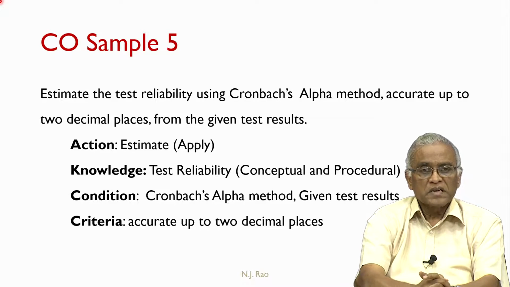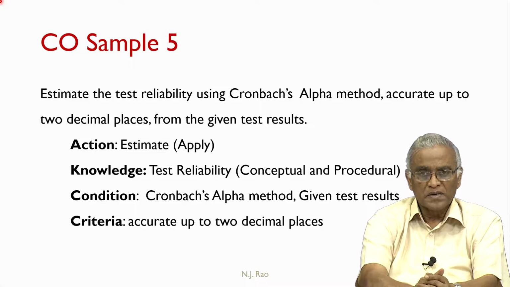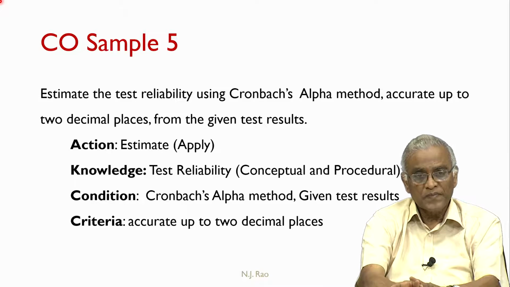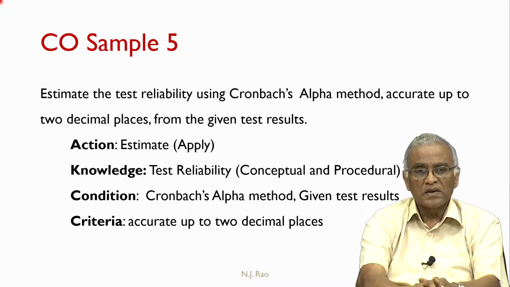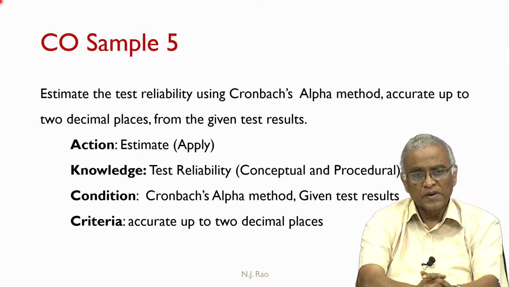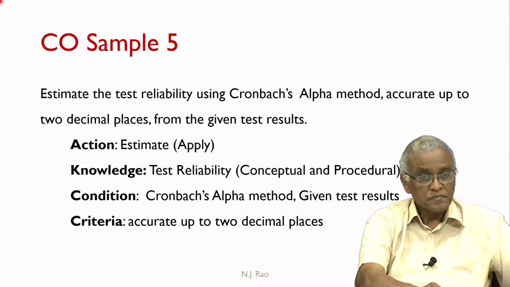Sample 5. Estimate the test reliability using Cronbach alpha method, accurate up to 2 decimal places from the given test results. So, action is estimate, that belongs to apply. Knowledge is test reliability, conceptual as well as procedural, and condition is Cronbach alpha method and given test results. You have to work only on the test results and using Cronbach alpha method, and criterion is accurate up to 2 decimal places. So, as you can see, all the elements are present in the case of this sample.